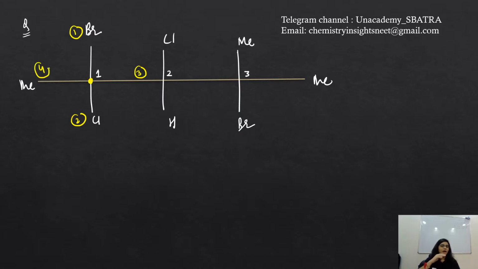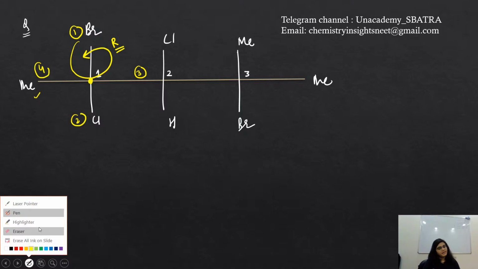So what you have to do is go 1 to 2 and 2 to 3. So this is 1 and this is 2 and you have to go in this direction. This is your anti-clockwise direction, that means S. But what you are observing is that the least priority group is present on the horizontal line. So definitely the configuration will be R. Is it clear that the configuration of the first carbon will be R?